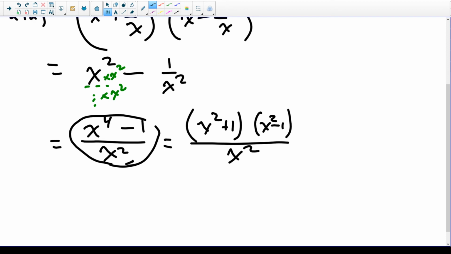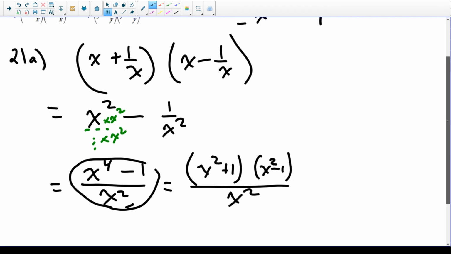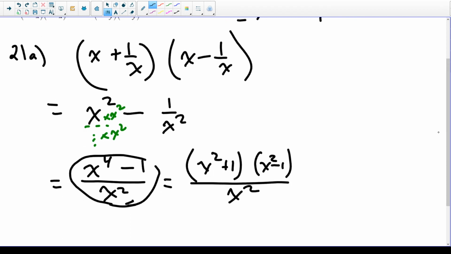So again, let's just talk about the math a little bit, like what's going on here. The first thing I'd want to make sure you understand is why we need a common denominator to be able to combine those two together, okay?